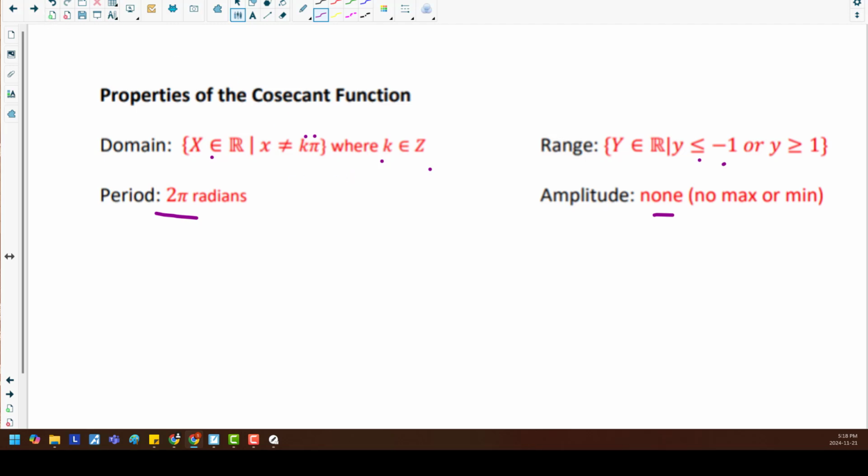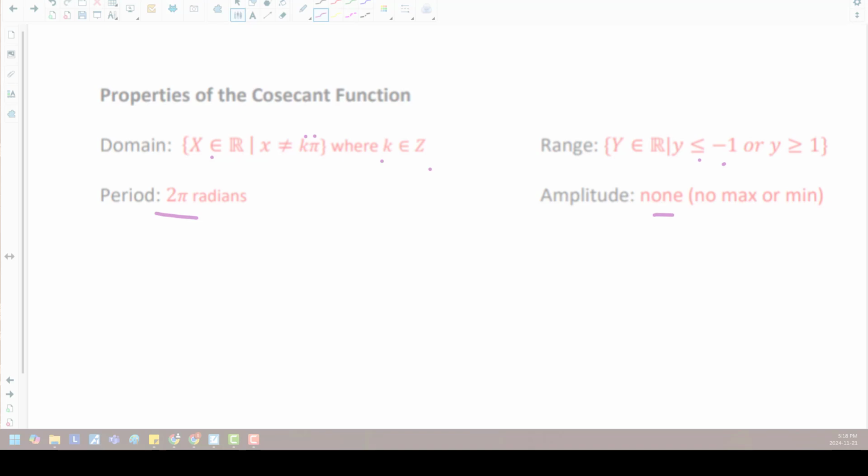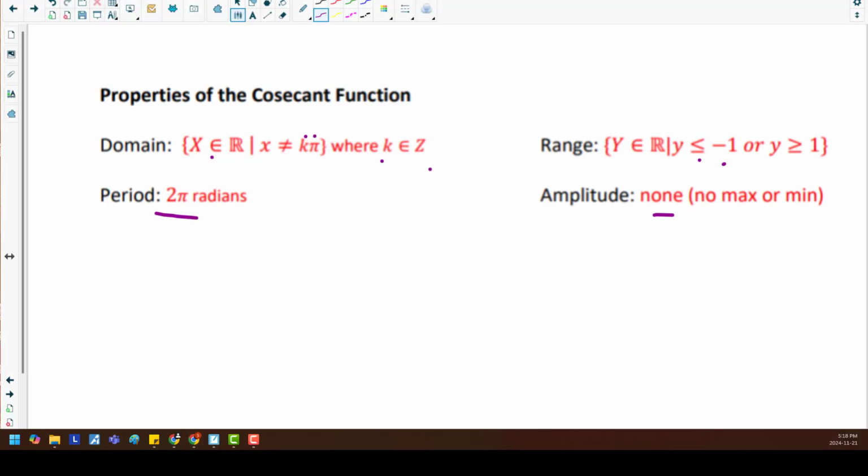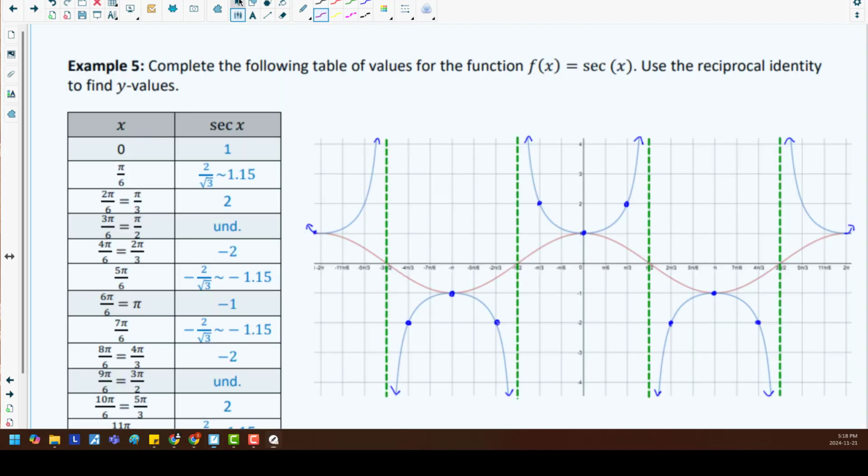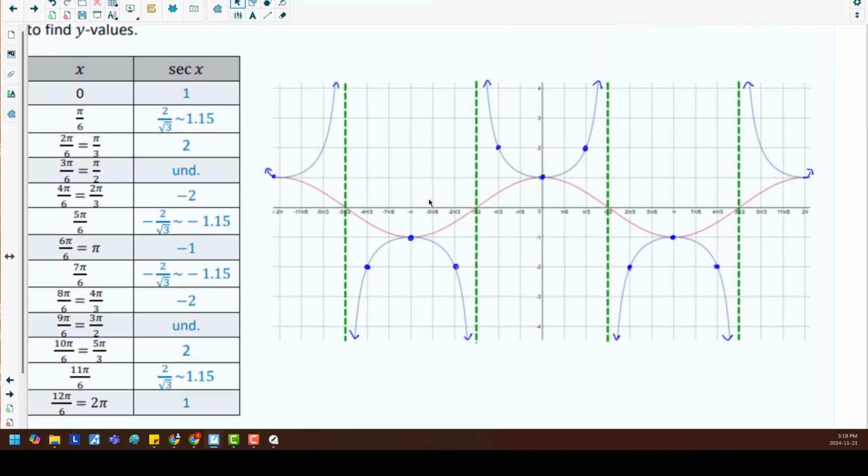We're going to do the exact same thing except now with secant. I'm not going to go into too much detail with this since it is very similar, just like cosecant was. So I will show you the graph. I'll show you the same values: 1.15, 1, 2, undefined, -2, and so on.